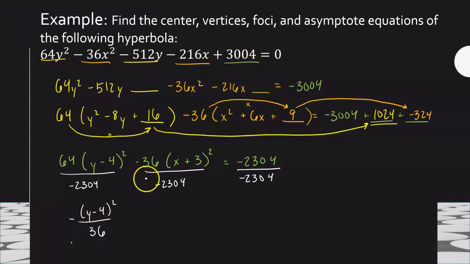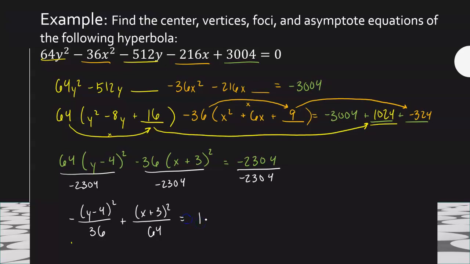And then when we do this next one, a negative divided by a negative is a positive. So now this is going to become plus. So negative 2,304 divided by negative 36 will be a positive 64, and then this would equal 1.